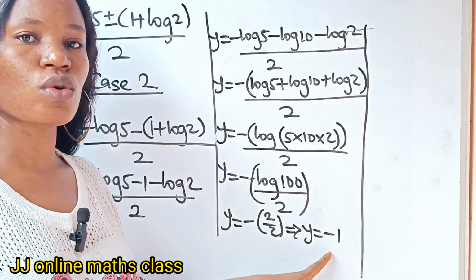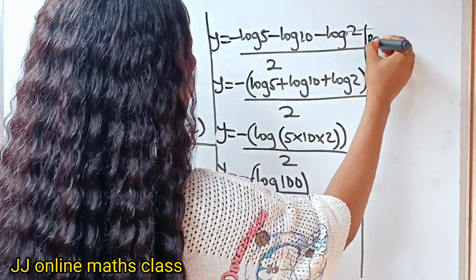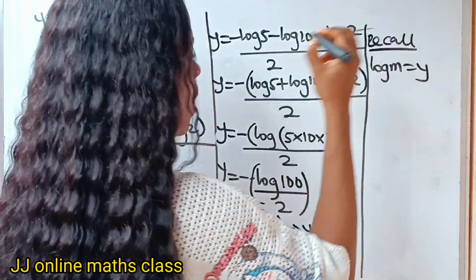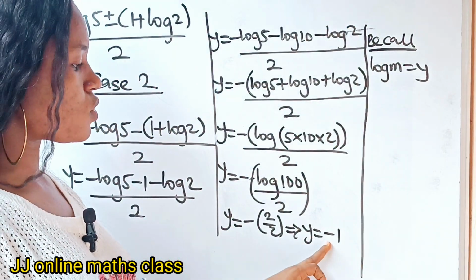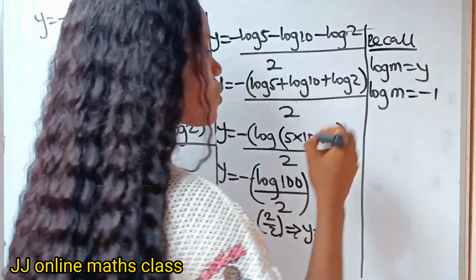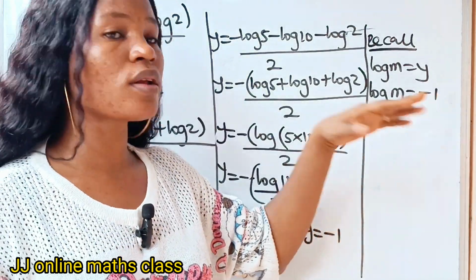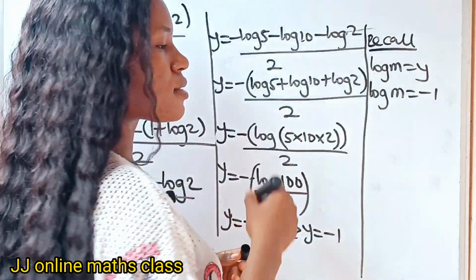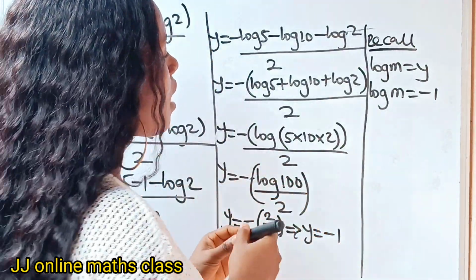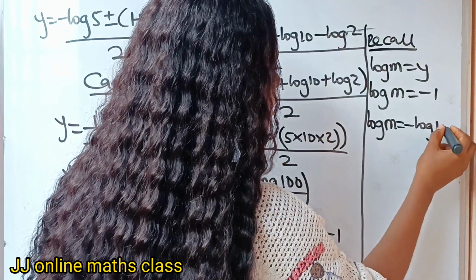Since 2 over 2 is equal to 1, y is minus 1. Now let's recall again that log m is equal to y. That means anywhere I see y, I should replace it with minus 1. So we can write that log m is equal to minus 1. But we all know that minus 1 is the same thing as minus log 10, since 1 is log 10. So we have log m is equal to minus log 10.